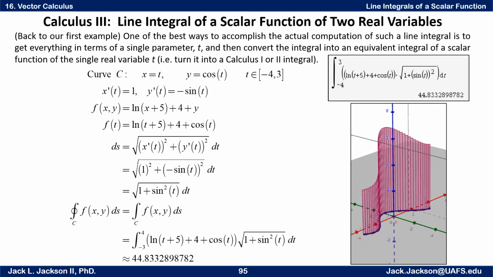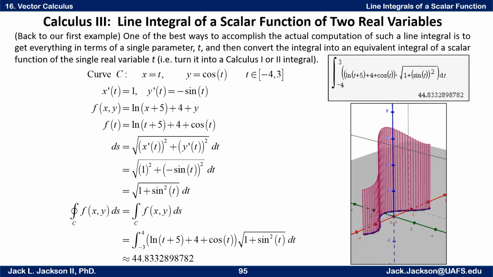It's a typical strategy we use in math a lot, right? Take a problem and turn it into a problem you already know how to work. So in this particular parameterization, we already saw that we let x be t, then y is cosine of t, and let t run from -4 to 3. That will give us the curve in the xy plane that we need. Now notice that x prime of t is just 1. y prime of t is the opposite of sine of t. We're going to need that in a minute.